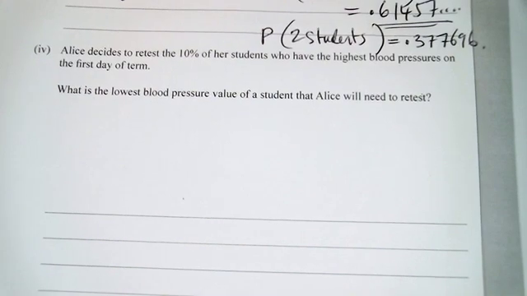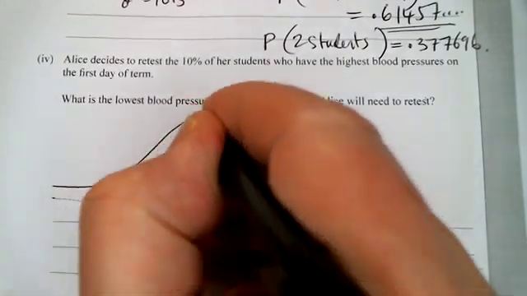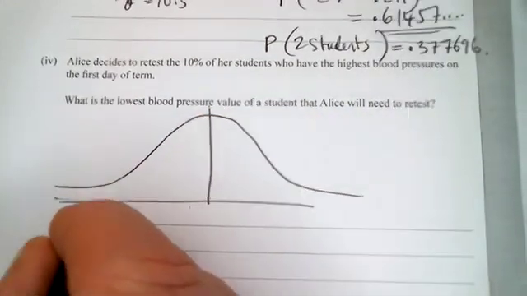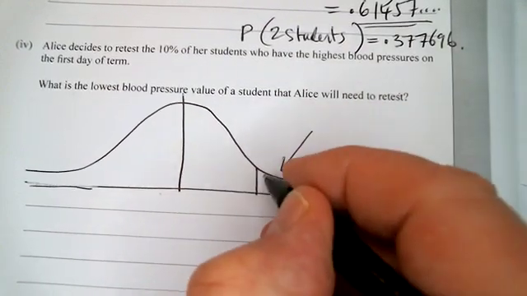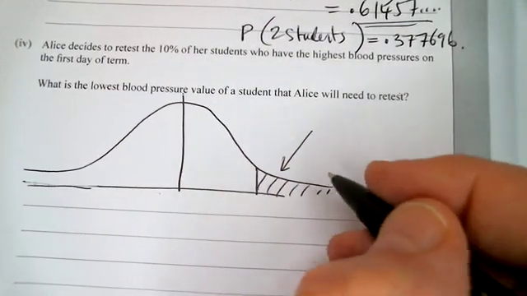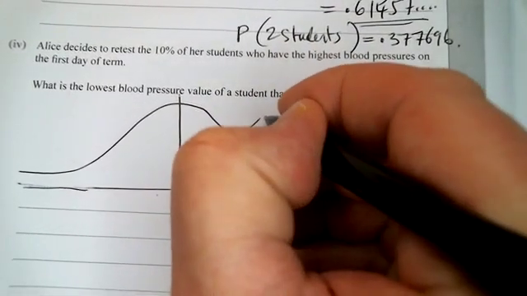Number 4 says Alice decides to retest the 10% of her students who have the highest blood pressures on the first day of term. So if I was just to redraw that, that's nice and simple, really. Here's the standard distribution. The highest 10% are going to be these folks up here. So this is going to be this 10% here, yeah? And if that's 10% or 0.1, then we know that this side here must be 0.4.